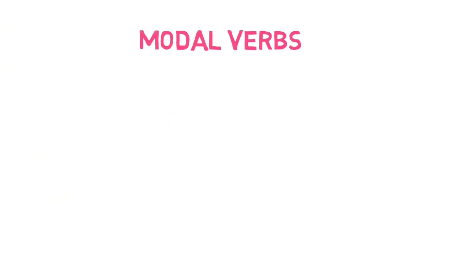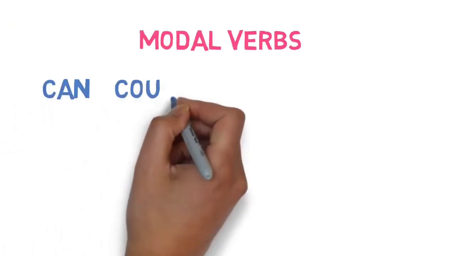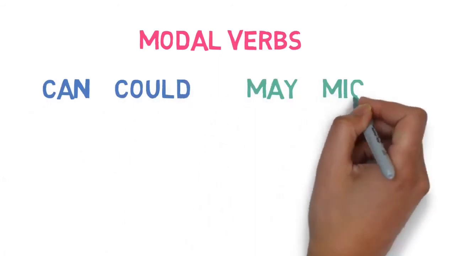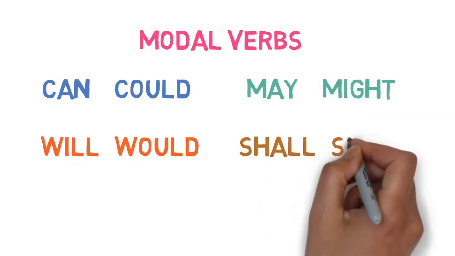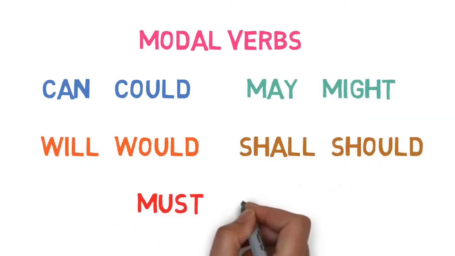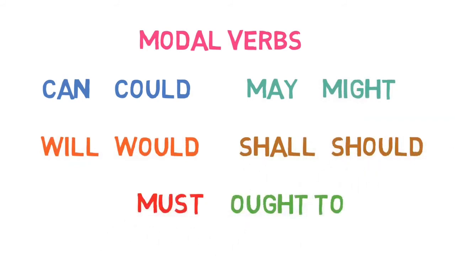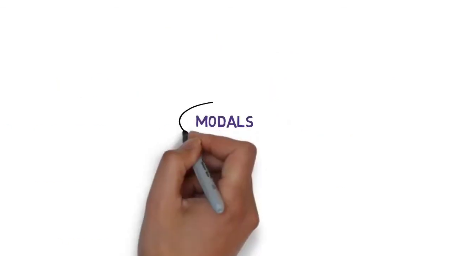Now we are going to see what the modal verbs are. There are can, could, may, might, will, would, shall, should, must, ought to, okay. These are the modal verbs. I think you have learned them: can, could, may, might, will, would, shall, should, must, ought to. There are 10 modal verbs, okay.